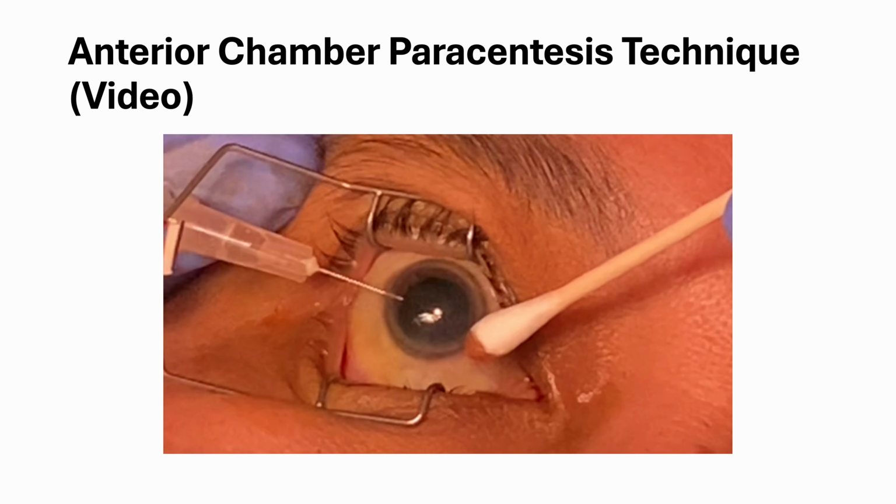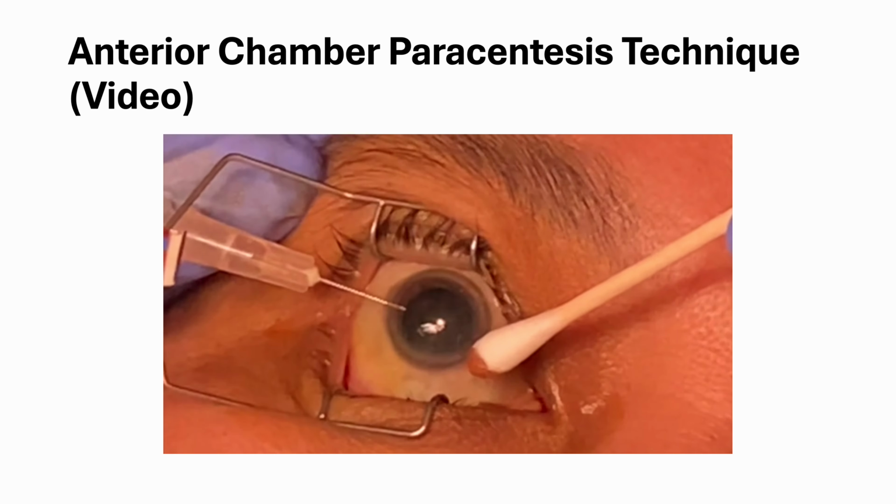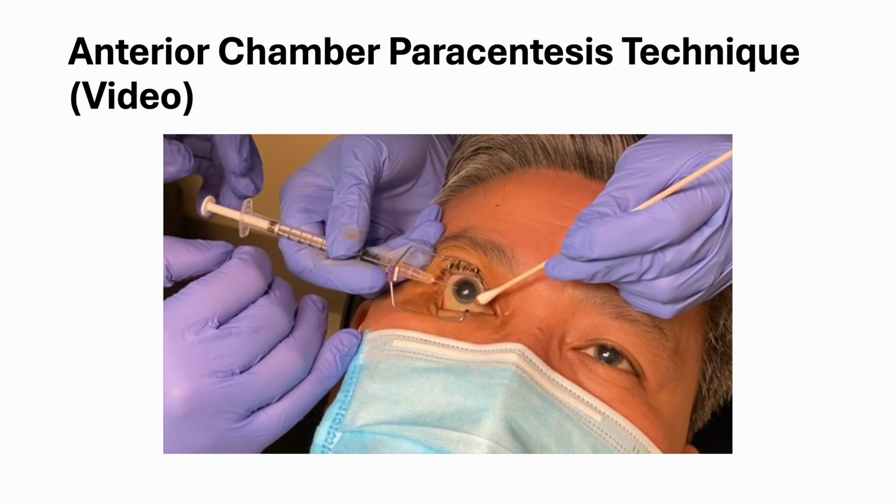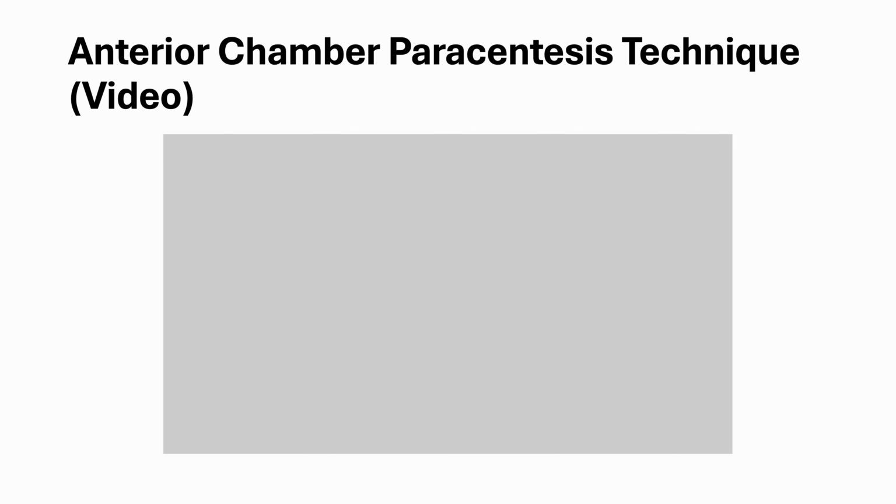The assistant withdraws an aliquot of aqueous fluid while the surgeon maintains continuous direct visualization of the needle tip. Other techniques allow free flow of aqueous into a plungerless syringe. Between 100 and 200 microliters may be withdrawn, or just to the point of corneal dimpling.